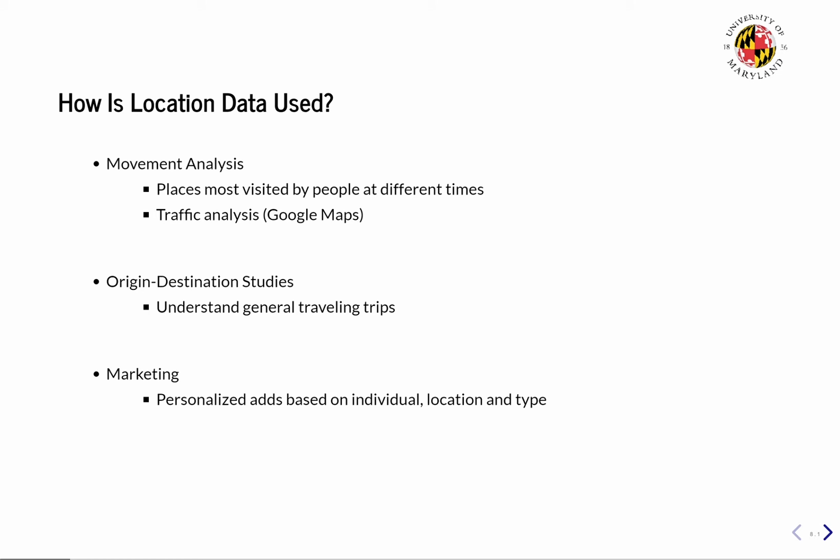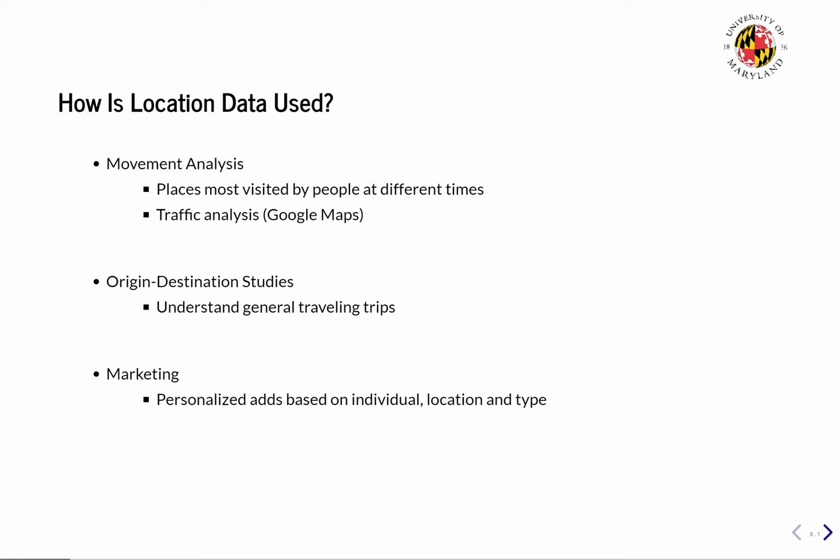Now that we know who collects location data, let's see how they use it. Why do they collect the location data, and what exactly are the applications that they are using it for? First, a big application of location data is movement analysis. Things like which places are most frequently visited by people can be analyzed and found out. Even traffic maps and traffic speed can be computed using location data of a mass of people.